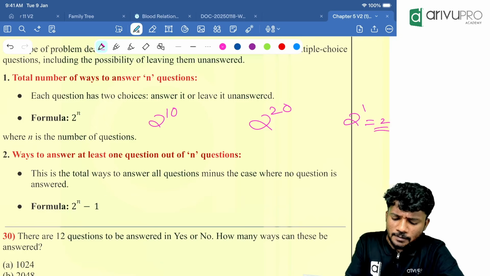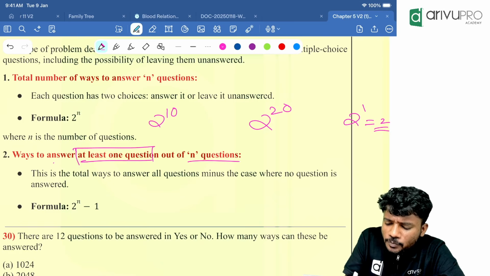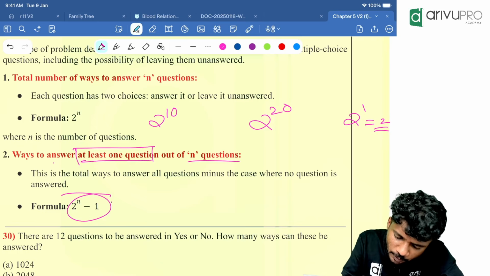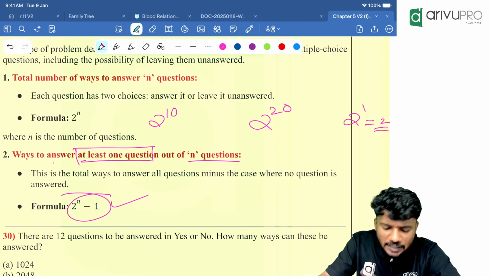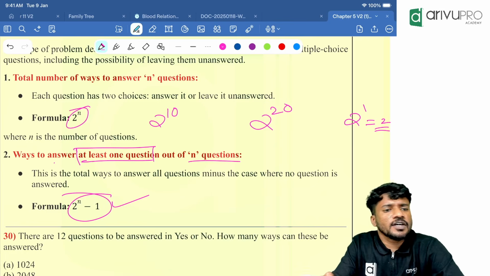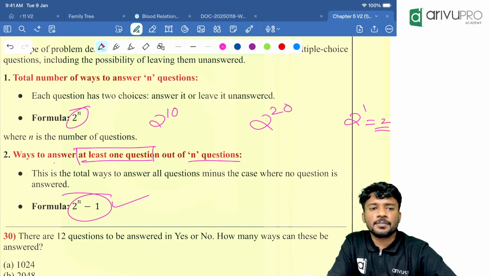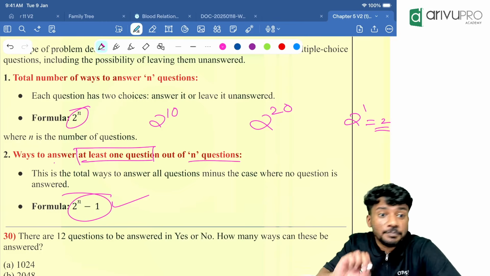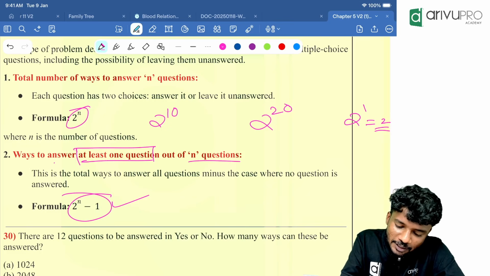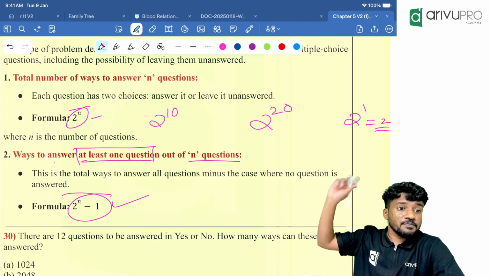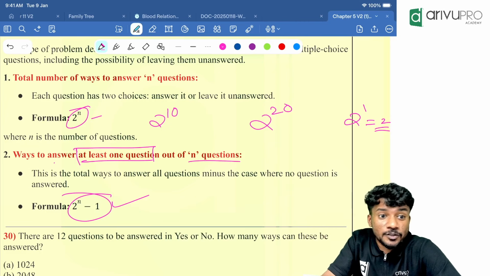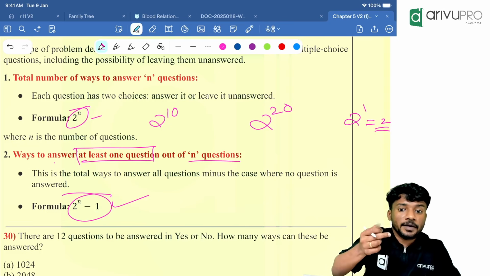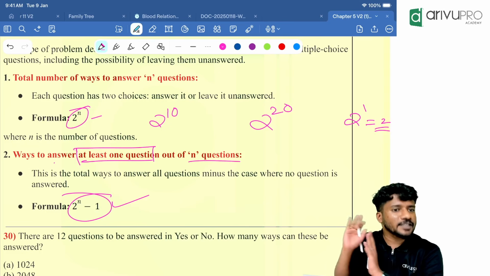Now, another question. At least one question should be answered. That means minimum one question should be answered. That can be done in 2 raised to n minus 1. You have seen this formula somewhere else also. 2 power n is the number of subsets, then 2 power n minus 1 is the number of proper subsets. Remember that. You will also see this 2 power n in probability in the future: 2 power n is the total number of sample space for tossing a coin. Don't worry about it now, we will study it later.